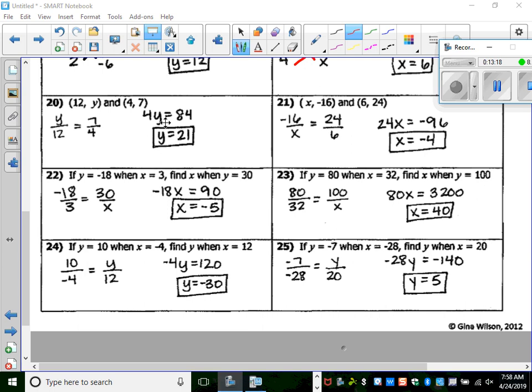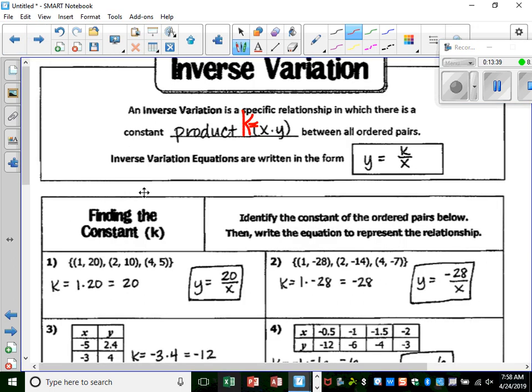So keep in mind, again, for direct variation, it should look like y equals kx. K is your constant, which is like the slope number. And to get k, you take the y value divided by the x value. Okay? All right, so the opposite of direct variation, next page, is called inverse variation.